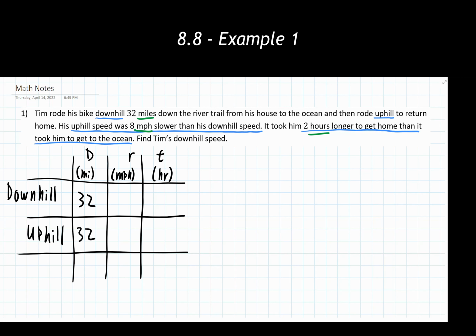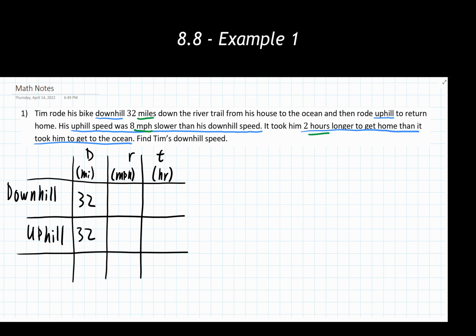Now the second sentence, we're told his uphill speed is 8 miles per hour slower than his downhill speed. So this right here tells me something about the two speeds, but I do not exactly and explicitly know what either one of those are. And that's fine. All this tells us is that when I'm filling in these two squares here, I'm going to have an unknown or a variable somewhere inside of those.